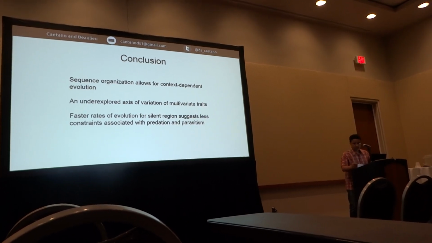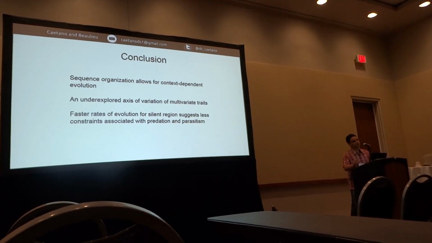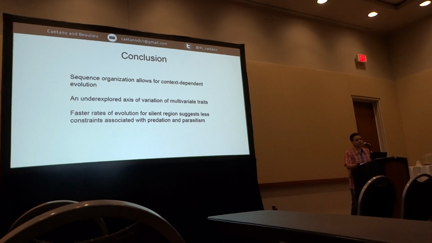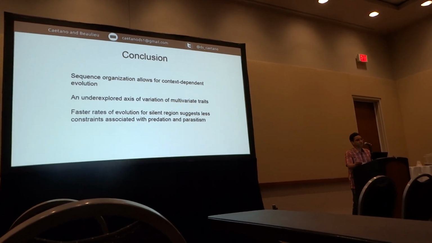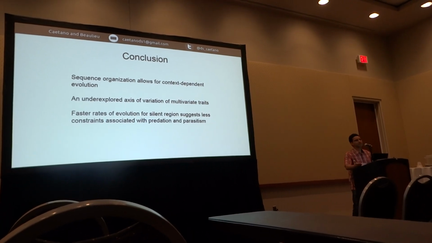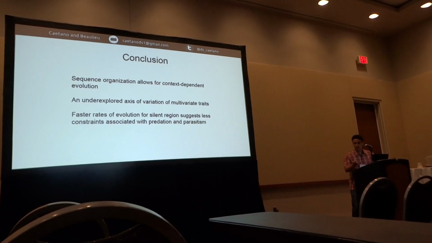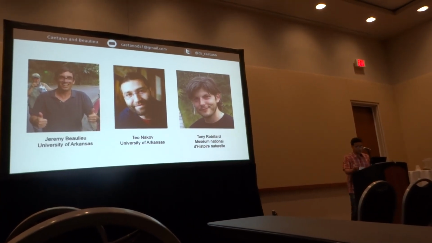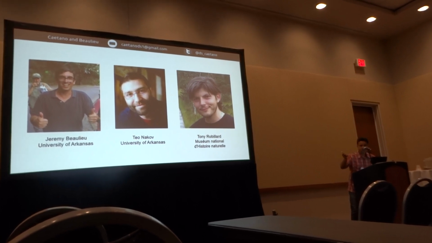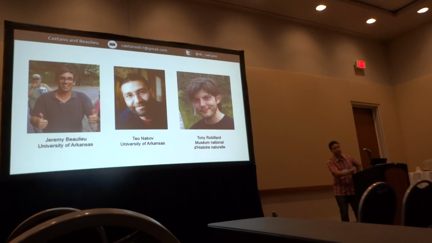And just to conclude, it's interesting that silence seems to be evolving faster than sound, but if we think a little bit, when the cricket makes sounds, it attracts predators and parasites. So maybe evolving silence is an axis of variation that's less constrained than evolving sound. And I just want to thank Theo, Jeremy, and Tony who helped us with all the cricket questions. So that's it.